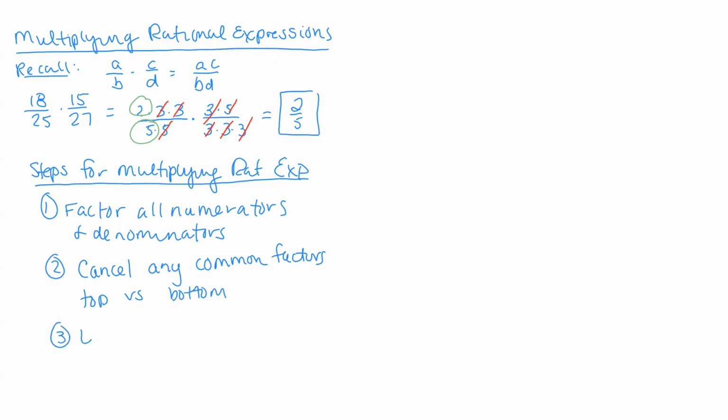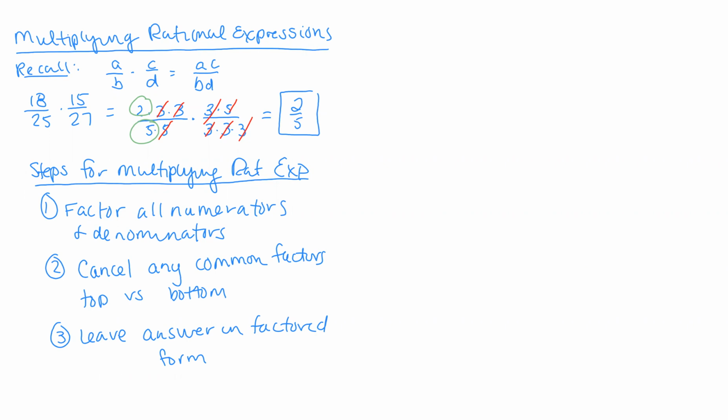And then you can leave your final answer in factored form. So there's kind of an assumed step in between step 2 and 3. Once you cancel all common factors, top versus bottom, your final answer is whatever you're left with. So whatever factors are left in the numerator, whatever factors are left in the denominator. And the good thing is you don't have to multiply them out. So you don't have to distribute, you don't have to FOIL or anything like that. You can just leave your factors as they are. So leave your answer in factored form.